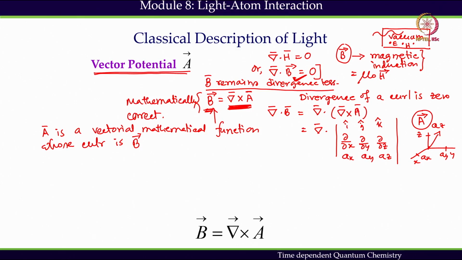But there are many other significances of A, and one of the challenging parts of physical optics is to give a pictorial view of vector potential. To understand the concept behind vector potential takes a long time for somebody who is not familiar with electromagnetism.